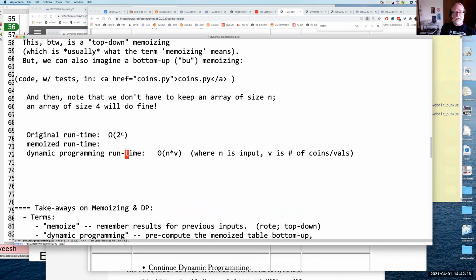What's going on here? Just copy paste this the old-fashioned way. Okay. So that's good to note.